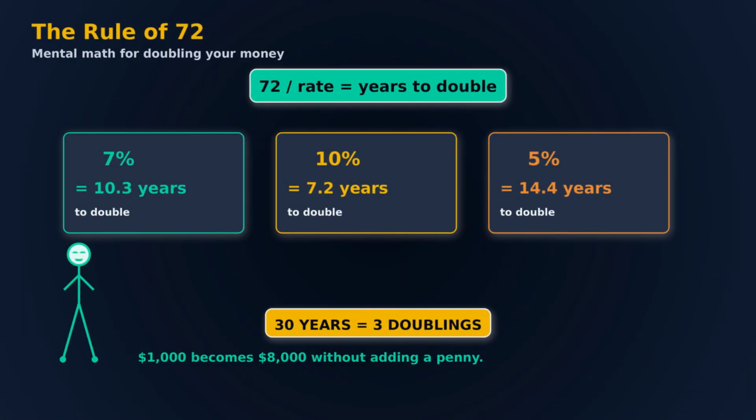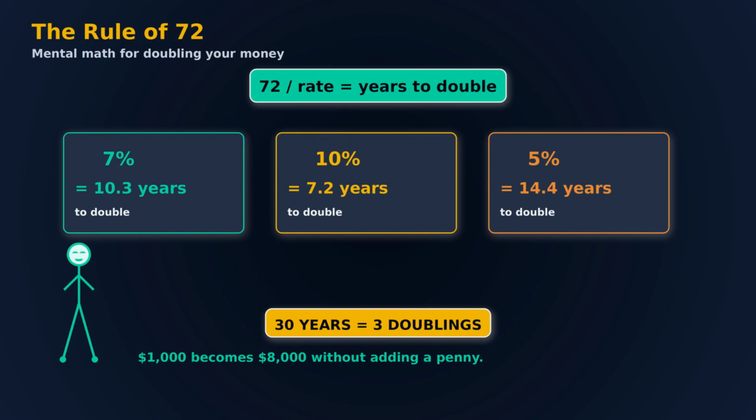Here's a quick mental math trick, the rule of 72. Divide 72 by your annual interest rate, and you get the approximate number of years it takes for your money to double. At 7%, 72 divided by 7 equals about 10.3 years. Your money doubles roughly every 10 years. At 10%, 72 divided by 10 equals 7.2 years. Your money doubles every 7 years. At 5%, 72 divided by 5 equals 14.4 years.